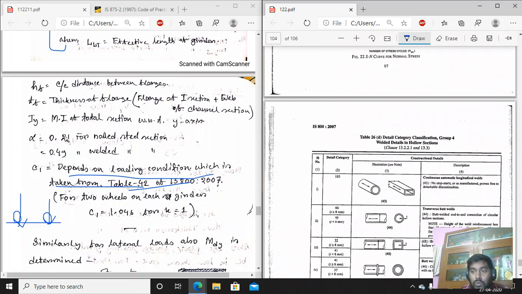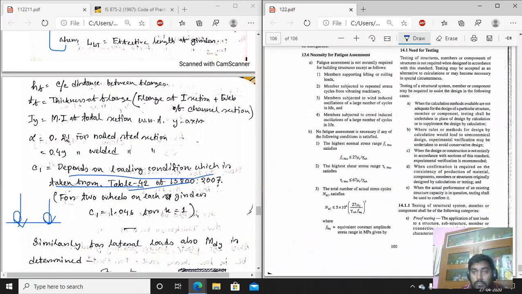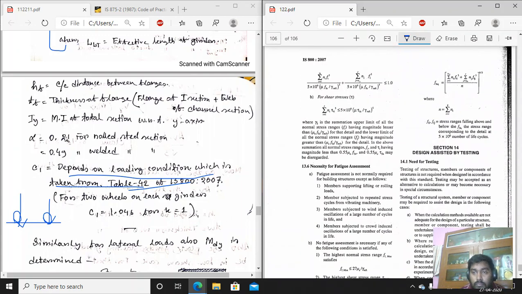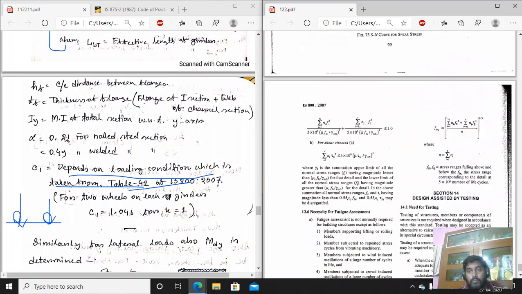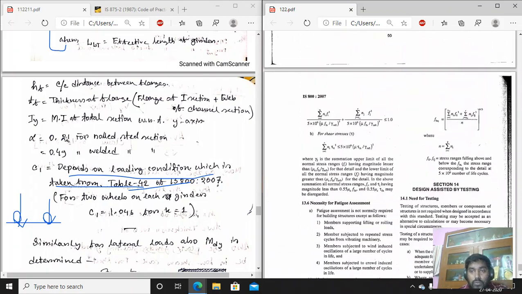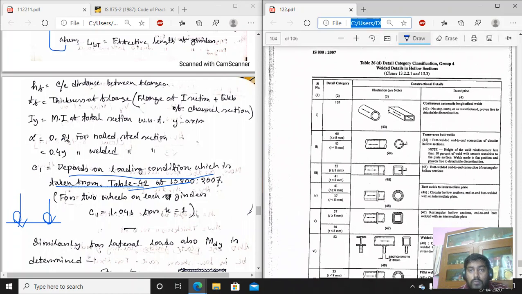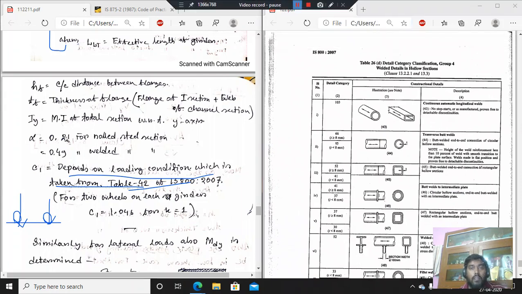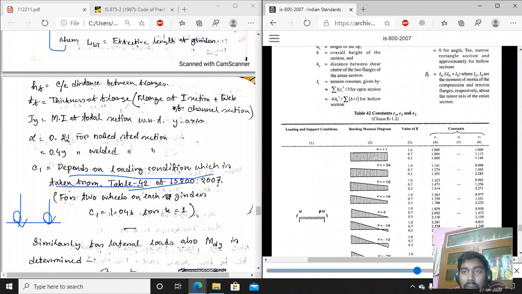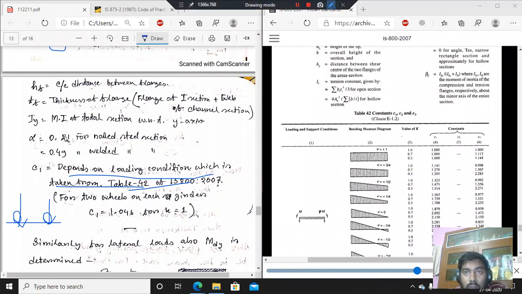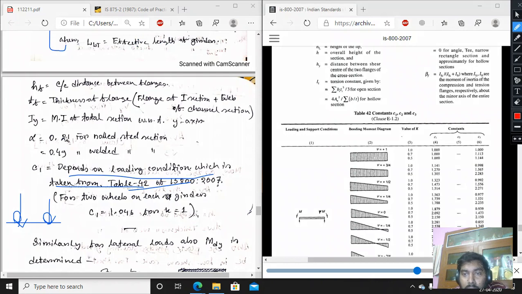Okay, wait one minute. So this is table number 42 of force constants C1, C2, C3, that depend on the loading.